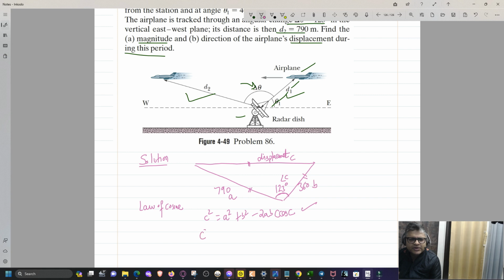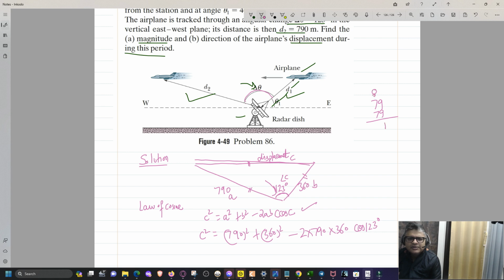So let's say C squared is equal to 790 squared plus 360 squared minus 2 into 790 into 360. And what is this angle? The angle between them, this angle, is cos of 123. This will fetch you the magnitude of the displacement. You can solve 79 into 79.